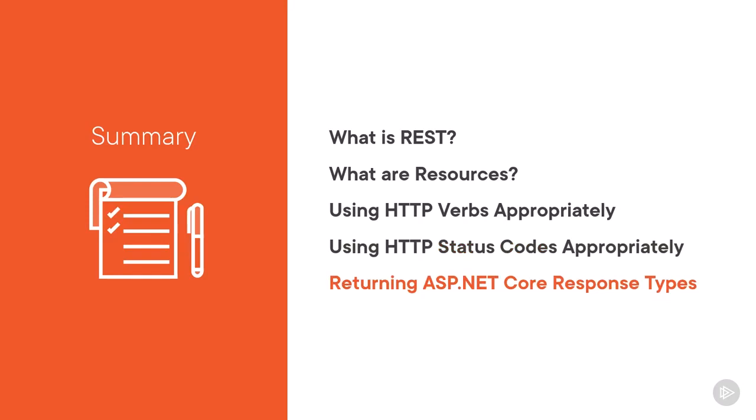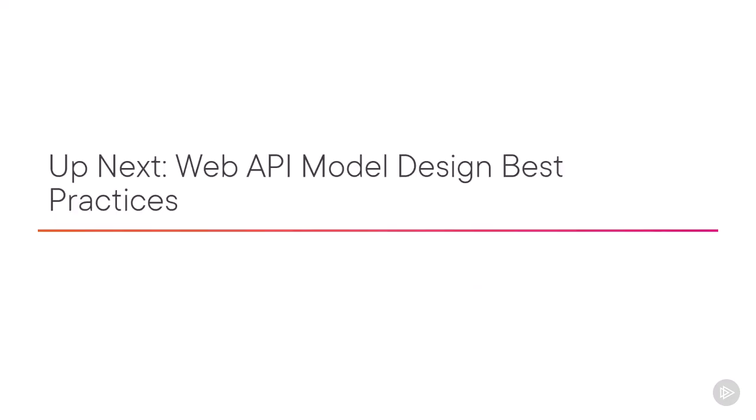Finally, we saw how ASP.NET Core provides features to make working with response types easier, such as IActionResult, ActionResult of T, and for minimal APIs, IResult. Up next, we'll dig into web API models and how best to design them. I hope you'll join me.